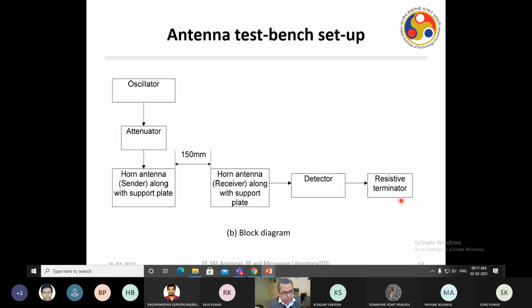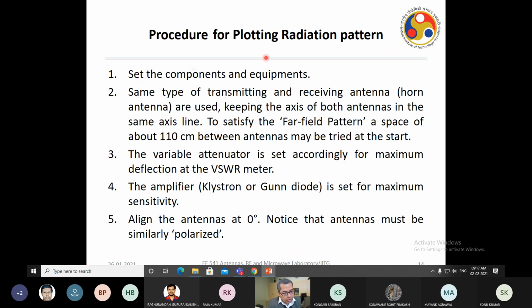So this is a brief procedure for plotting the radiation pattern. Usually you need to set up the microwave test bench at the start. You have to connect all the equipment in the order which has been given in the previous diagram. Here identical antennas are used for the transmitting and receiving horn antennas. And you align the axis of both antennas along the same axis line using the turntable.